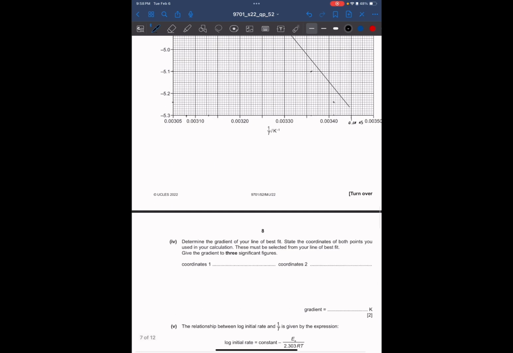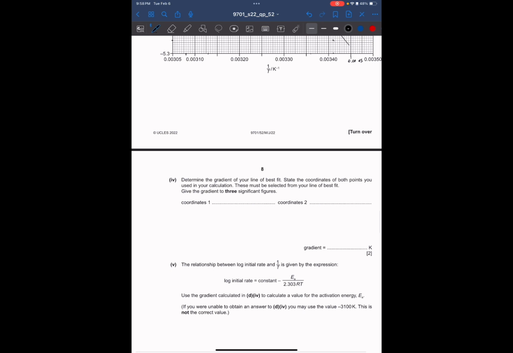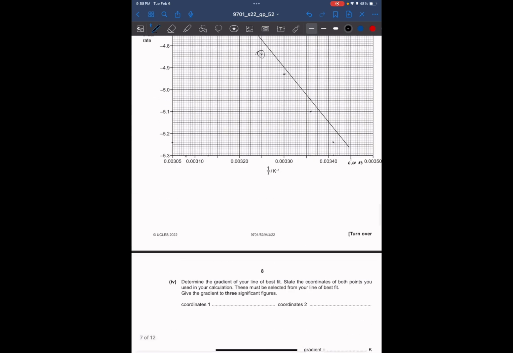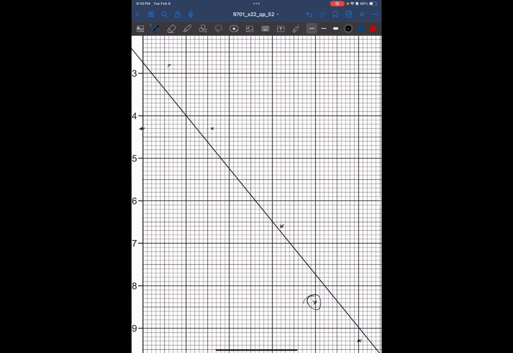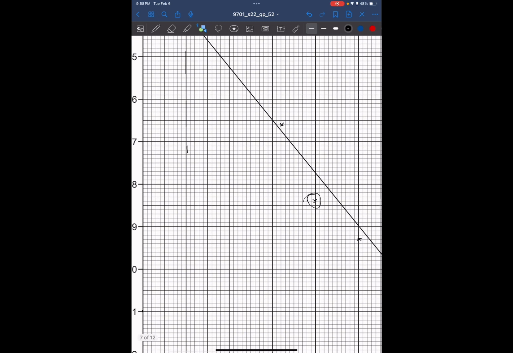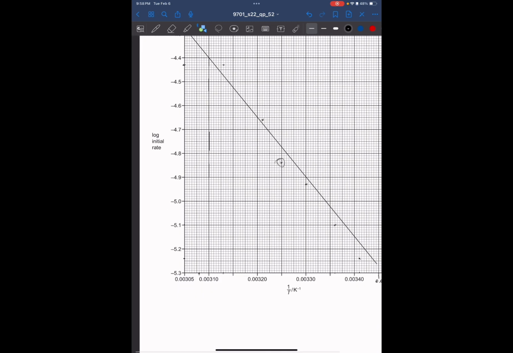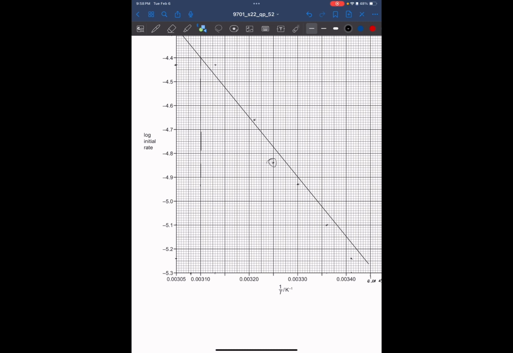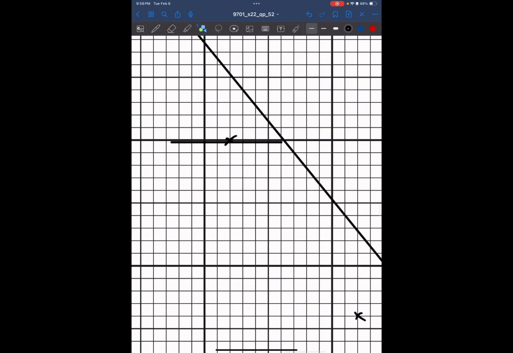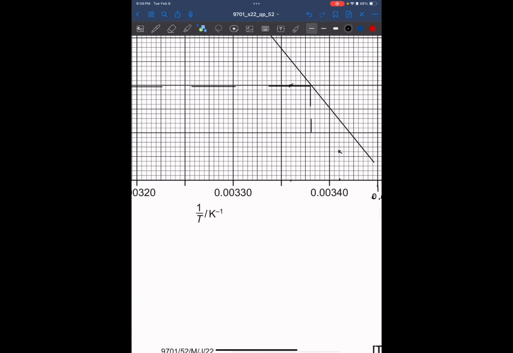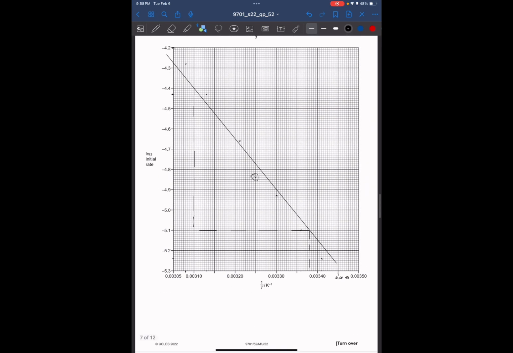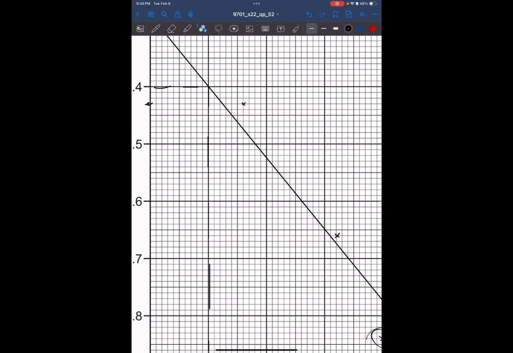All right, so next we're going to determine the gradient. How you're going to do a gradient is you're going to draw a triangle on your graph. You can take any point which you want on the graph. As much as possible, try to use a big area on the graph. So if you see what I'm doing here, my triangle is pretty big. It's taking up more than half of the graph.